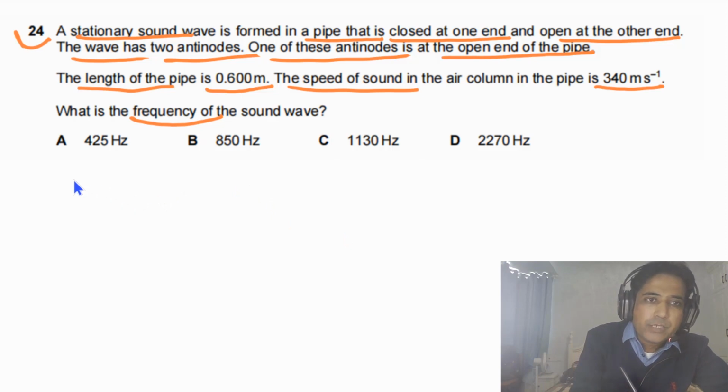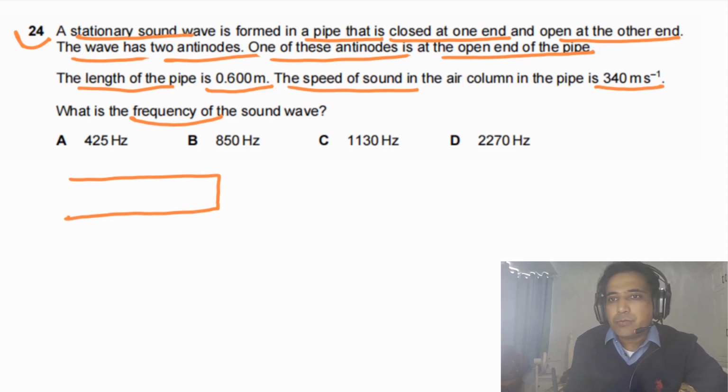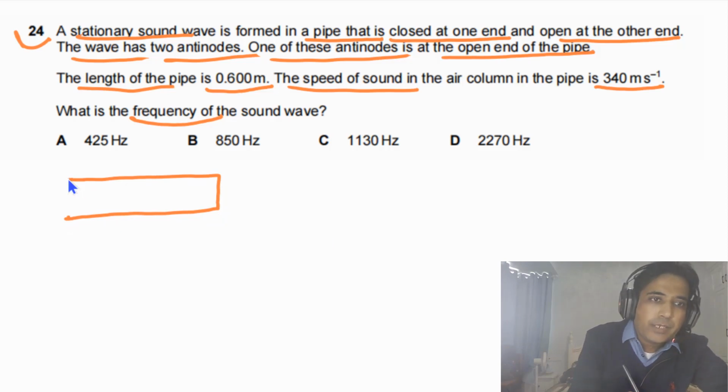So first of all, we can simply draw one pipe. So this is the pipe. And for this question, it is given to us that at the open end, there is an antinode. So we can write down this is antinode. And at the closed end, there will be a node. So we can label this is node.